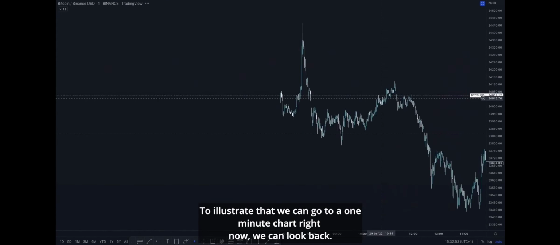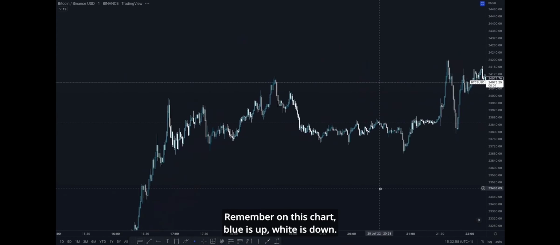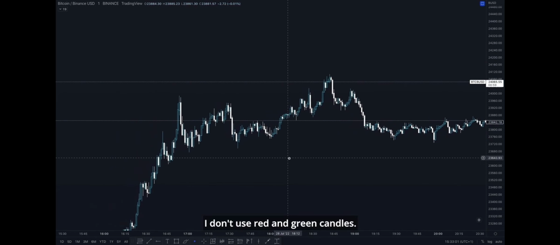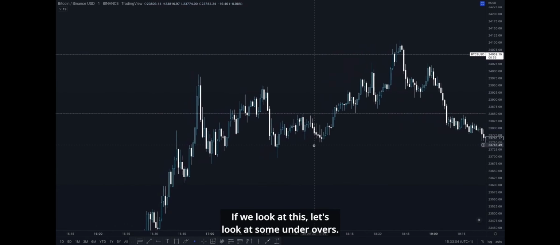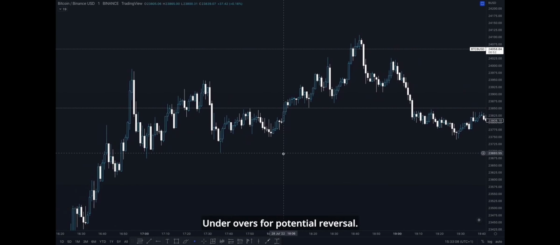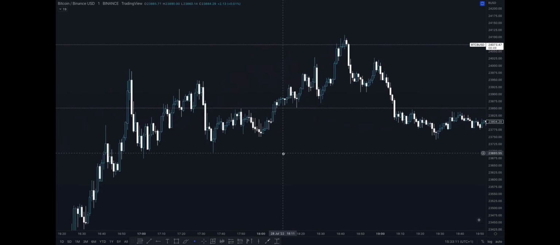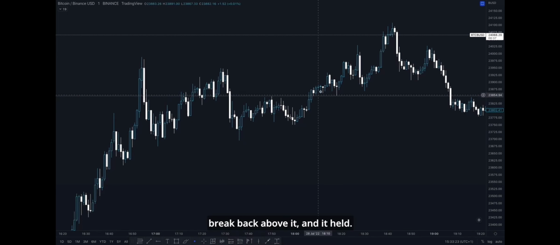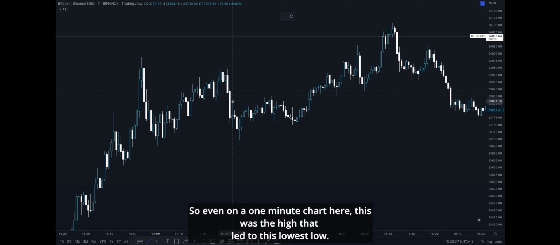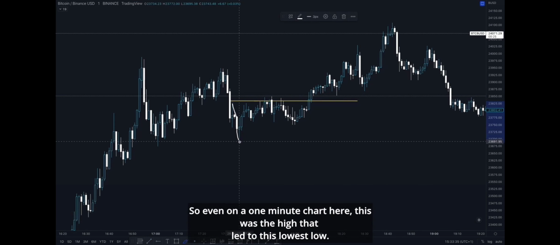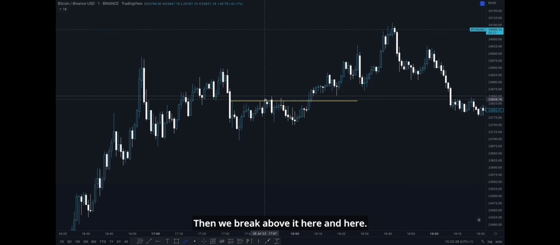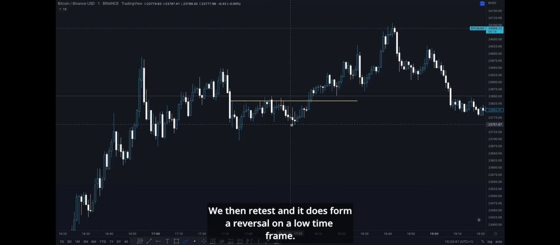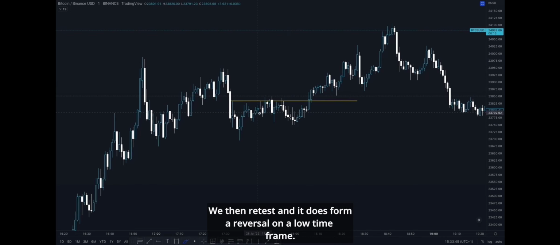We can look back. Remember, on this chart, blue is up, white is down. I don't use red and green candles. If we look at this, let's look at some under-overs. All right, under-overs for a potential reversal. Where could we have seen one? Here, let's just imagine this was the high, which led to the lowest low. Break back above it, and it held. So even on a 1 minute chart here, this was the high that led to this lowest low, yeah? You can see it. Then we break above it, here and here. We then retest, and it does form a reversal on a low time frame.